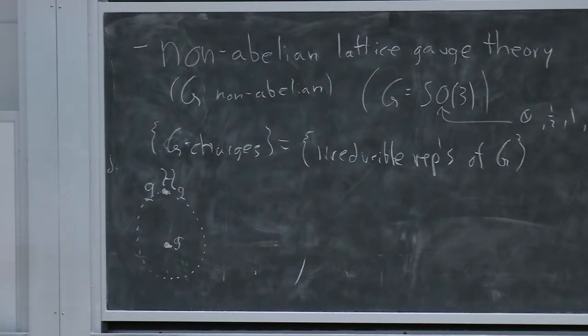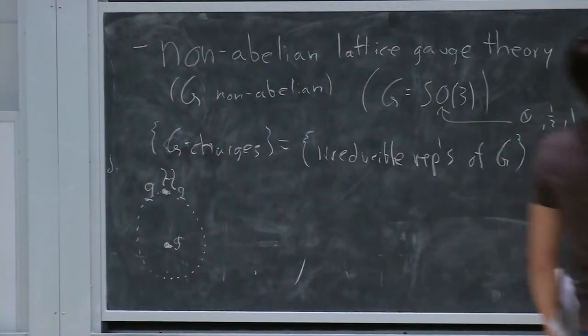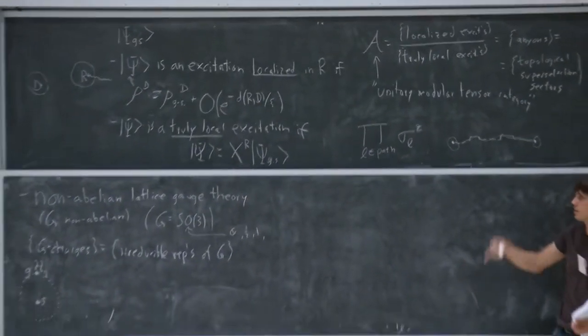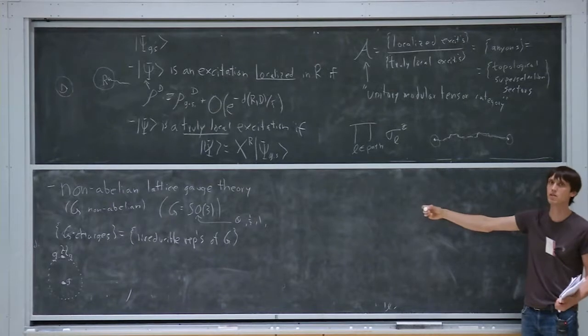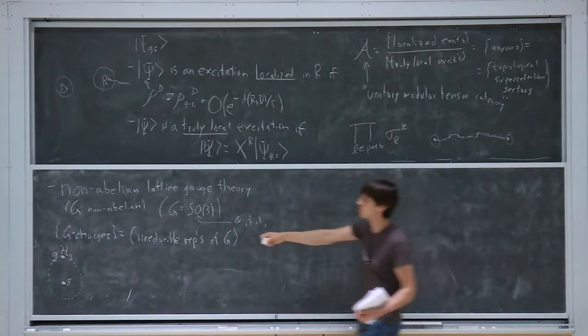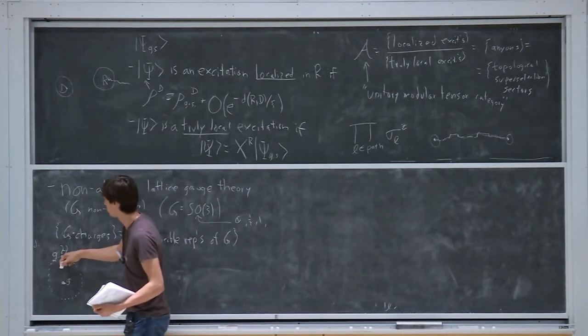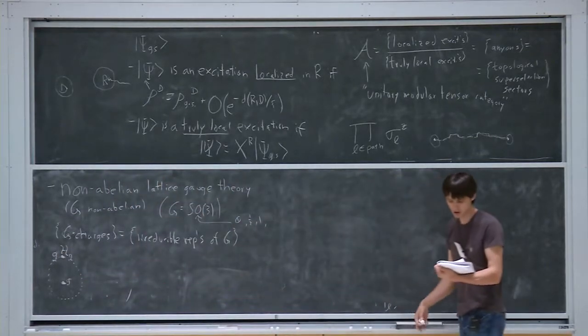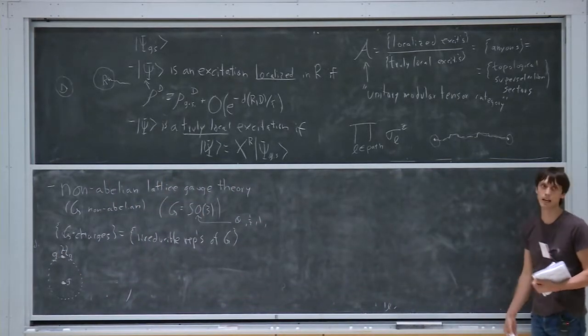But the point is that this is a step up in complication above the toric code, right? You don't just have a set of excitations, but you have additional data. You have the data of Hilbert spaces, vector spaces, that are being attached to these excitations.